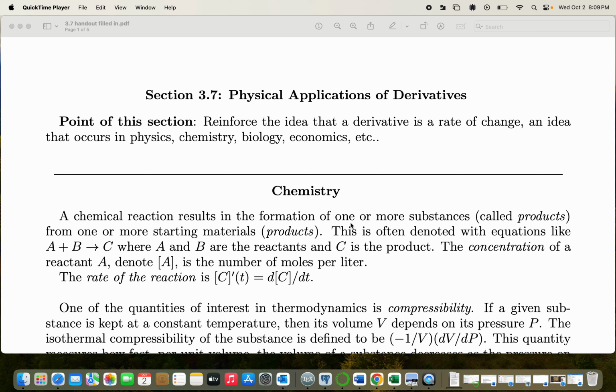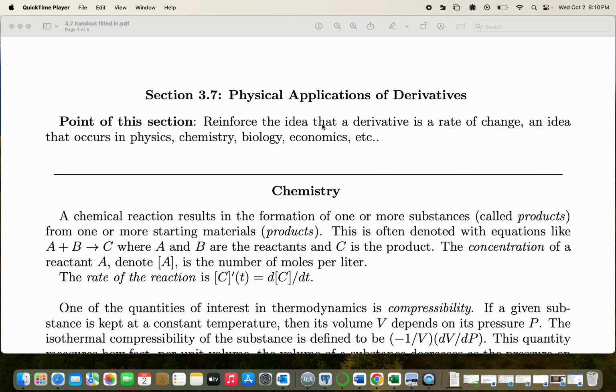Hey there everybody, and welcome to a brief video on section 3.7 in lieu of having class. So this section is pretty short because there's nothing really new in it, especially because we went out of order and covered section 3.9.